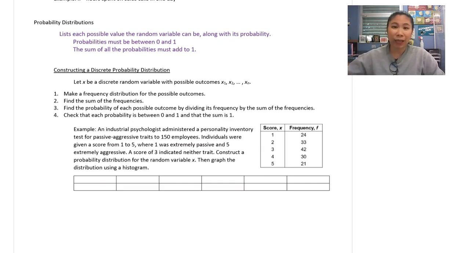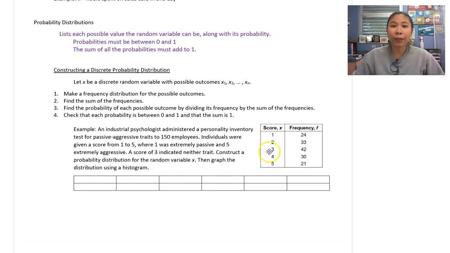So I want to do an example where we actually make a probability distribution. I've listed out the steps here, but it's a little bit easier to just do it with actual numbers. So first, we'll look at this example. An industrial psychologist administered a personality inventory test for passive-aggressive traits to 150 employees. Individuals were given a score from 1 to 5, where 1 was extremely passive and 5 was extremely aggressive. A score of 3 indicated neither trait. Construct a probability distribution for the random variable x, then graph the distribution using a histogram.